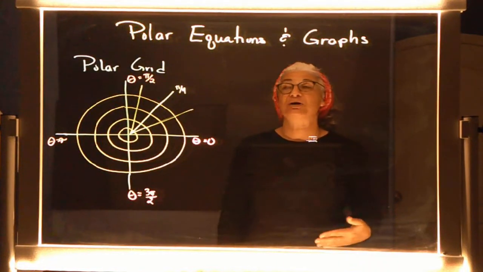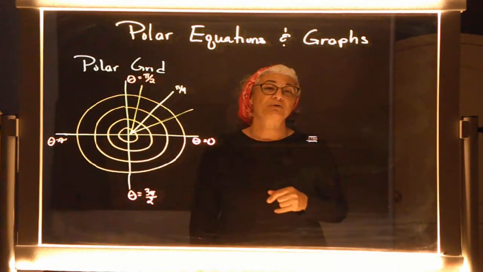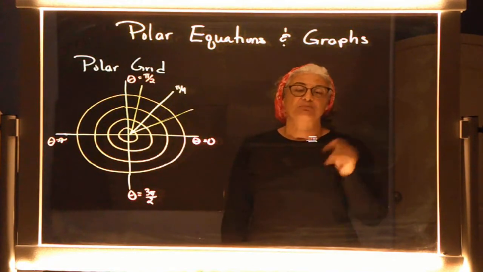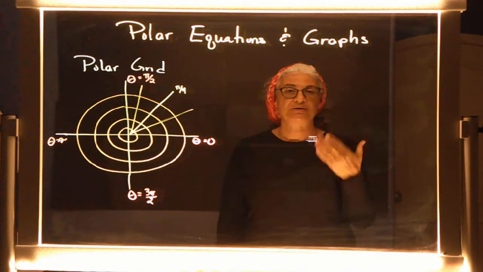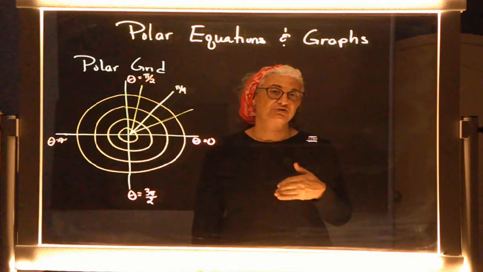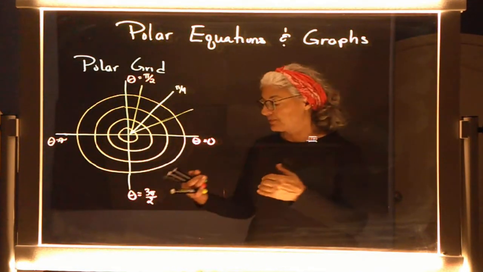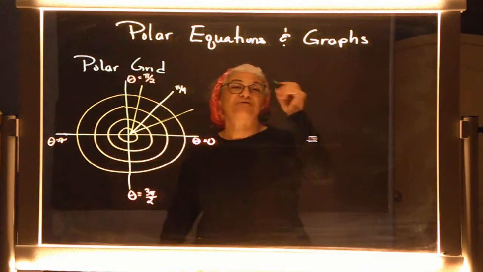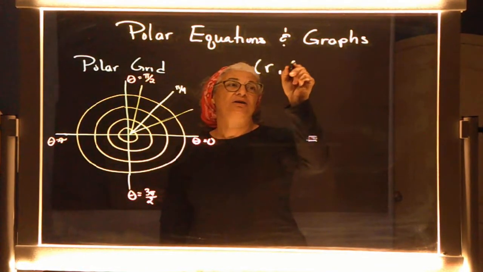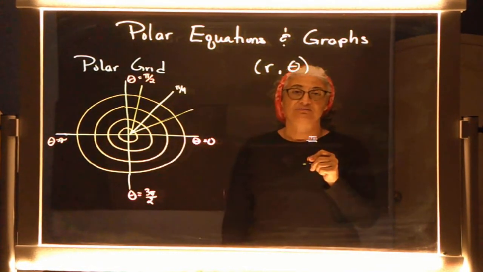Okay, so let's scoot on. Let's talk about polar equations and graphs. Before we get into all of that, I want to expand a little bit on a previous lecture we did with polar coordinates. Now, the polar coordinates, if you remember, have the format of r comma theta, right?